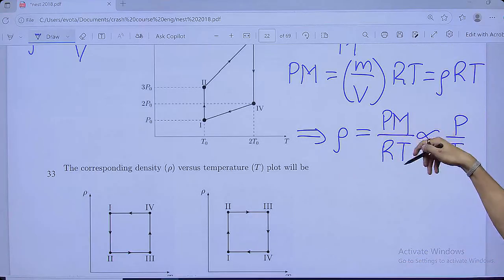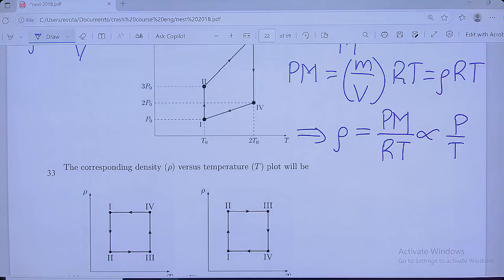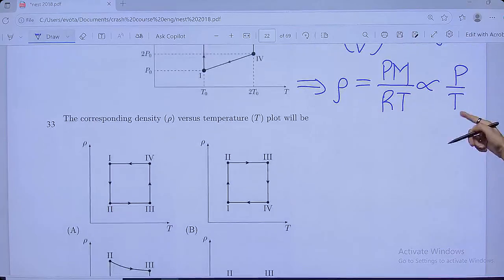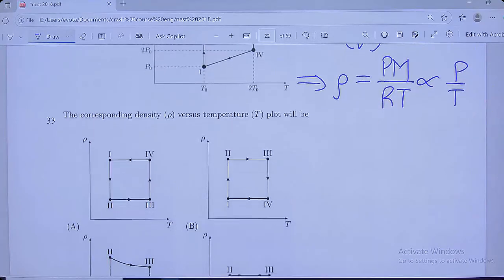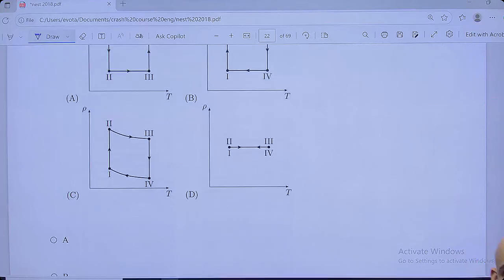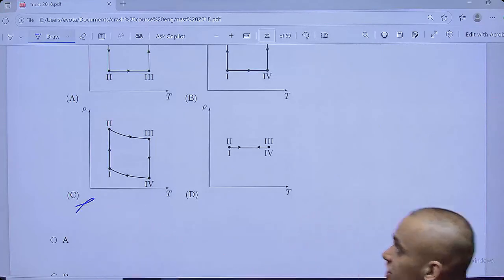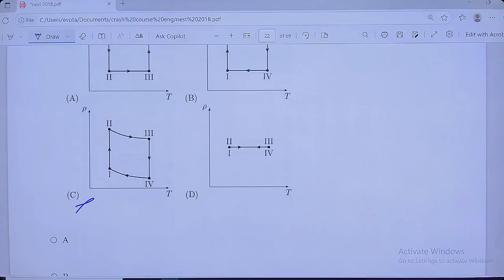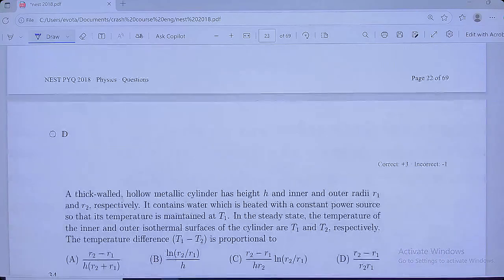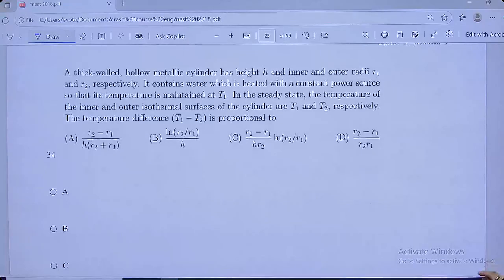Similarly, for 3 to 4 we can see a similar process, P is constant, and 4 to 1 is also a similar process, P and T both change linearly. So option C matches in this case. Note it down quickly, note it down. You can change from one type of diagram to another just by writing the ideal gas equation and comparing how the quantities are changing. Again, if you know the results, these types of questions are very, very quick for you.